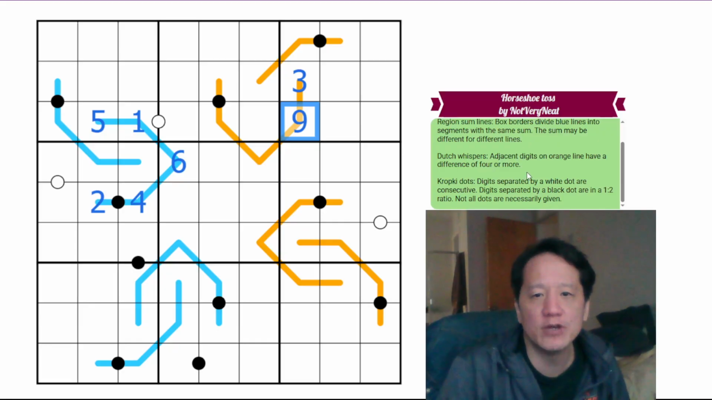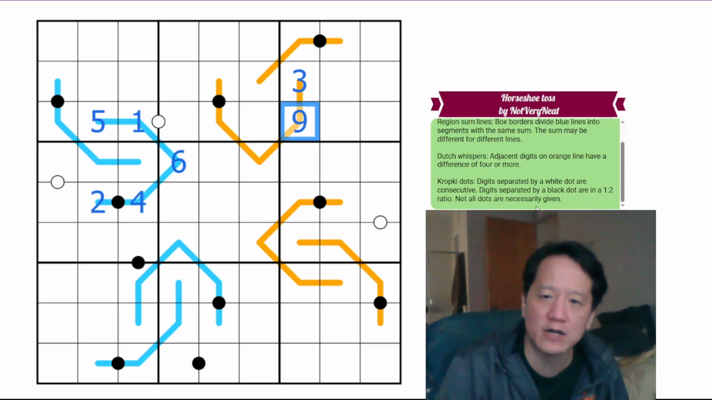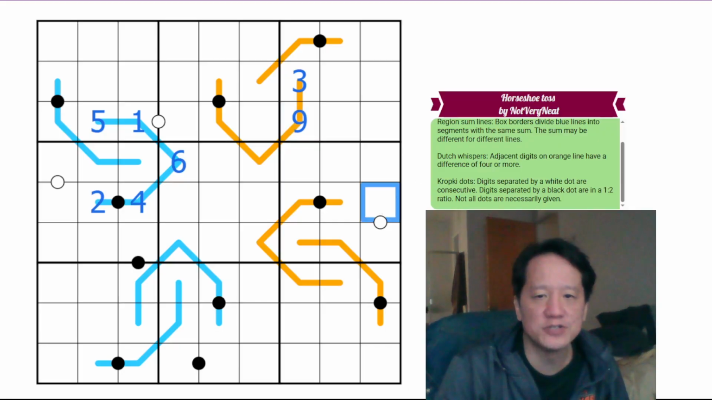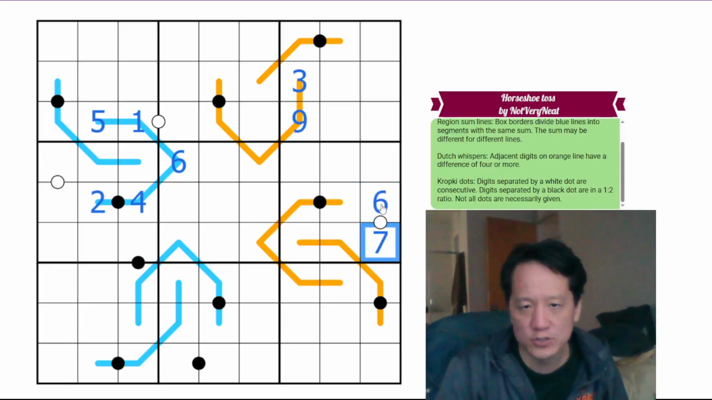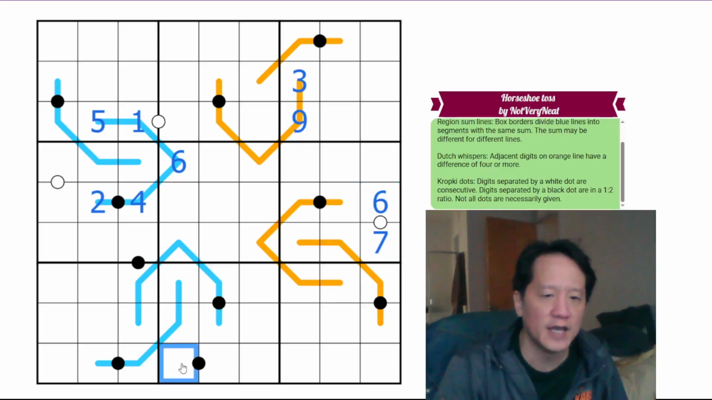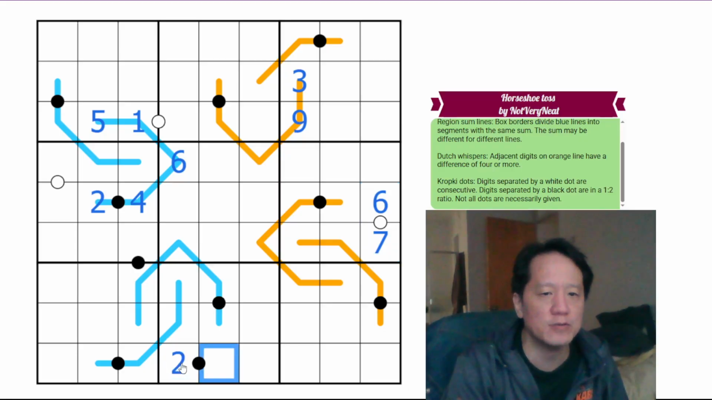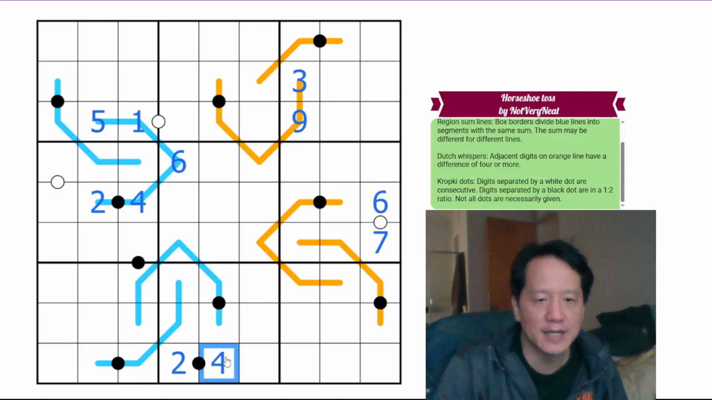And finally, we have Kropke dots, where digits separated by a white dot are consecutive, and digits separated by a black dot are in a 1-to-2 ratio. Not all dots are necessarily given. So, for example, say this was a 6, this would have to be 5 or 7 to make sure that these digits are consecutive. And if this were 2, this would have to be 1 or 4 to maintain the 1-to-2 ratio that's between them. And those are all the rules.